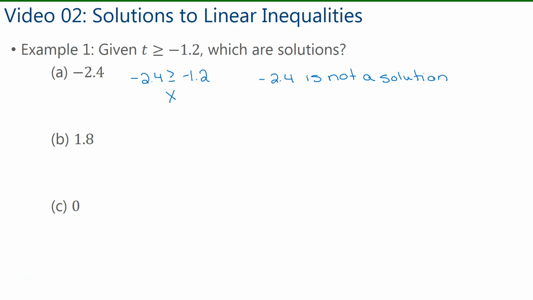In B, we'll replace t with 1.8. So is 1.8 greater than or equal to negative 1.2? Yes, it is. A positive number is always greater than a negative number. So 1.8 is part of the solution. And in C, we'll replace t with 0. Is 0 greater than or equal to negative 1.2? Yes, it is. So 0 is also a solution.